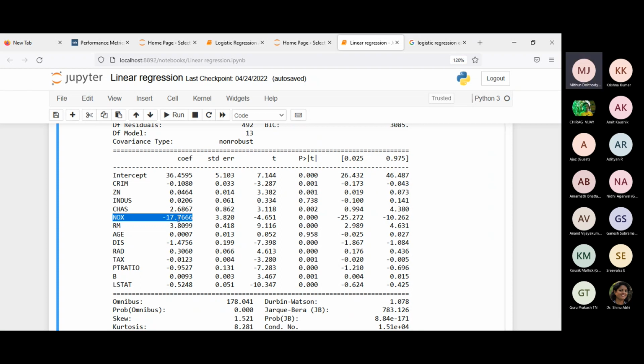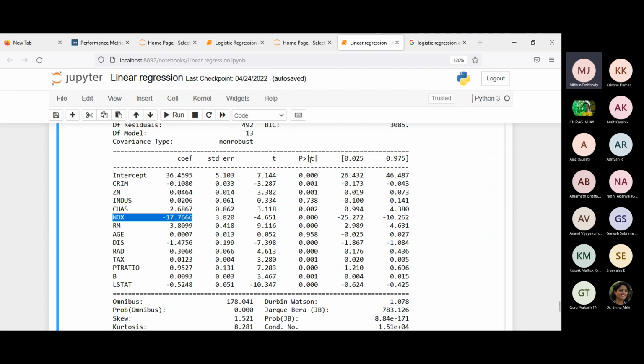Are you clear with this? Let us look at another variable, like let's say LStat, the percentage of lower status, lower strata of people. If that increases by 1 unit, then the housing price comes down by 0.52 units. More than all these things, I would again look at the p value.